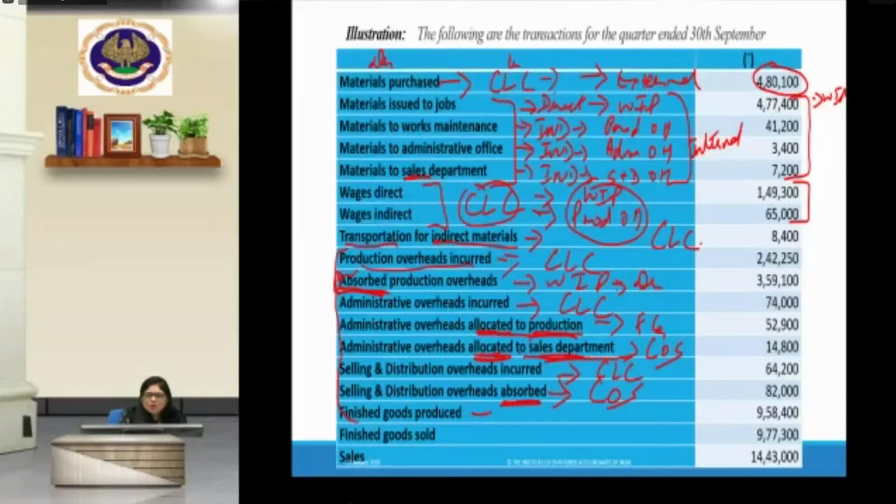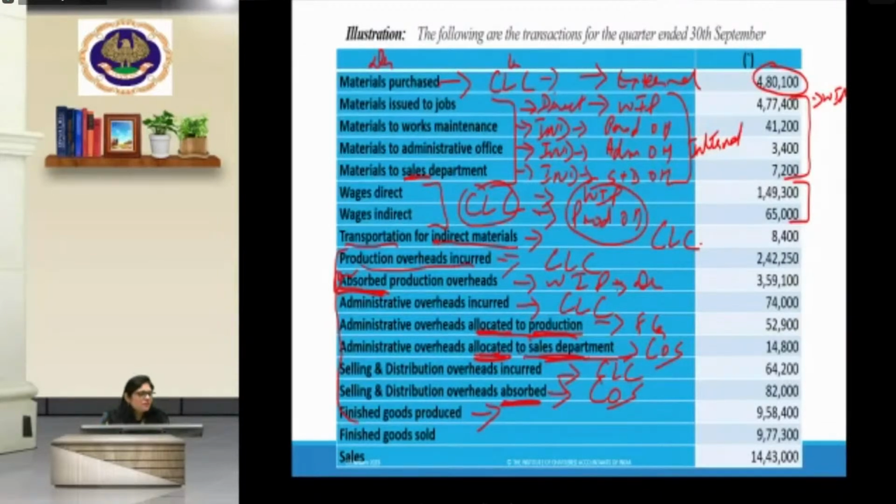Now, finished goods produced. Which account gives the cost of finished goods produced? From which account will we be transferring and which account will be receiving? Finished goods produced is the output of which account? The receiving department will be debited. The transferring department will be credited. Can you tell me the entry for finished goods produced?